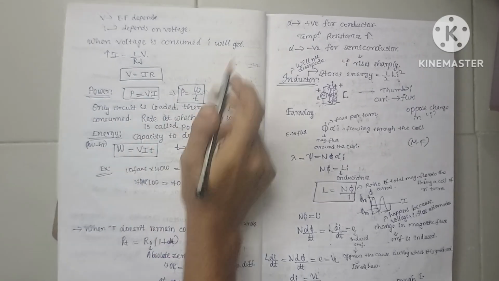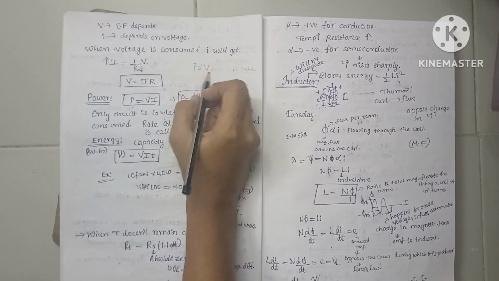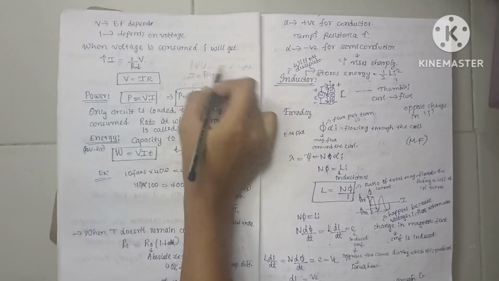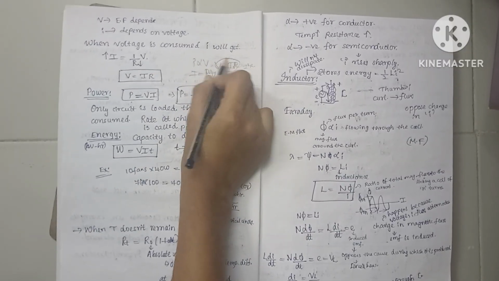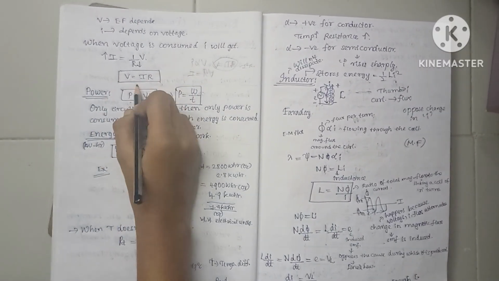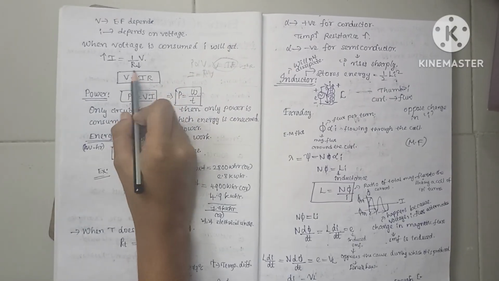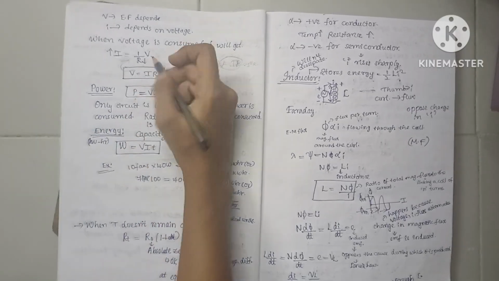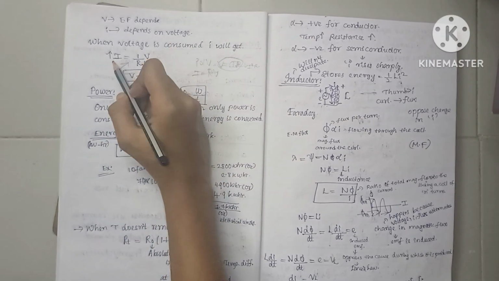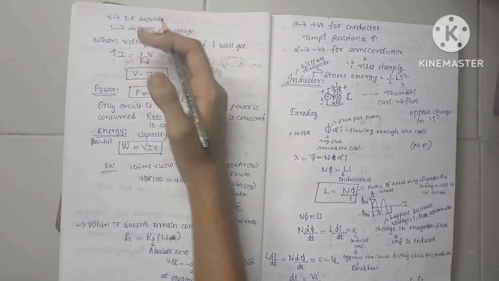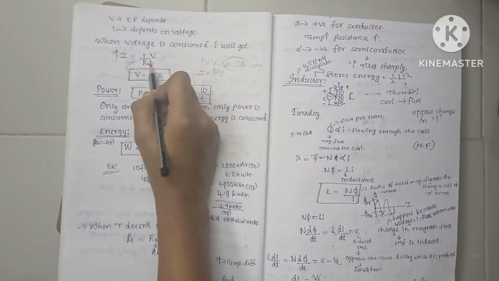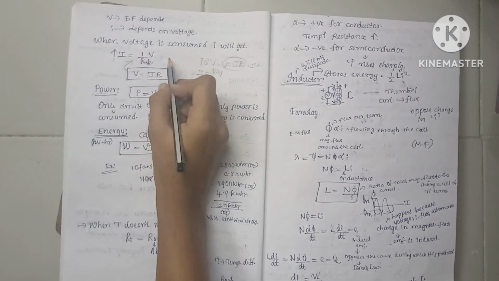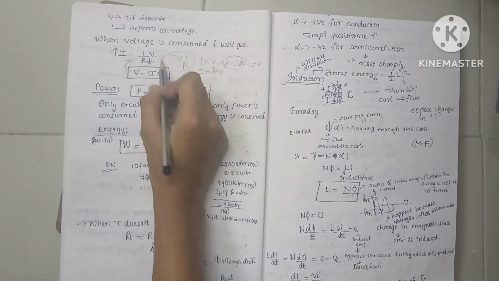Since from this relation, I is directly proportional to V, we can write V is equal to I into R. This is Ohm's law, that is V is equal to IR. From here we can conclude that I is equal to V by R. Here you can see that whenever your denominator is less, then this term will be higher. That means when your resistance is low, your current will be high, and whenever your current is low, your resistance will be high. That is, current and resistance are inversely proportional to each other.